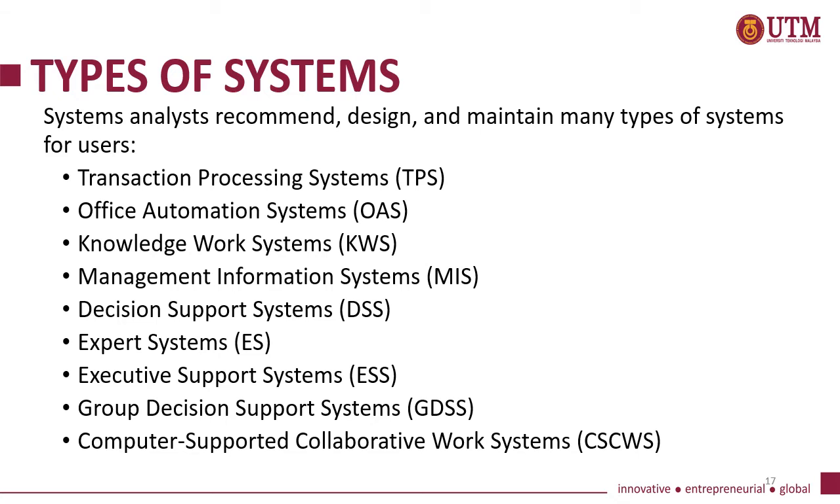As I mentioned in the previous slides, there are many types of systems in IS. System analysts recommend, design, and maintain many types of systems for users. It includes transaction processing systems, office automation systems, knowledge work systems, management information systems, decision support systems, expert systems, executive support systems, group decision support systems, and computer-supported collaborative work systems.